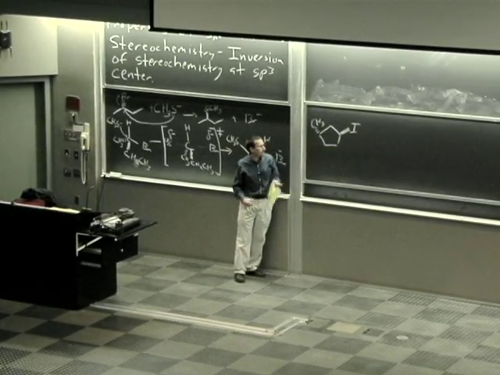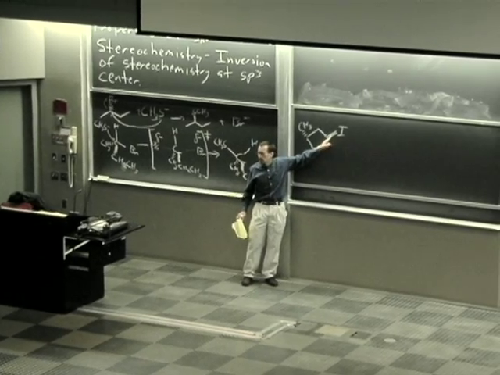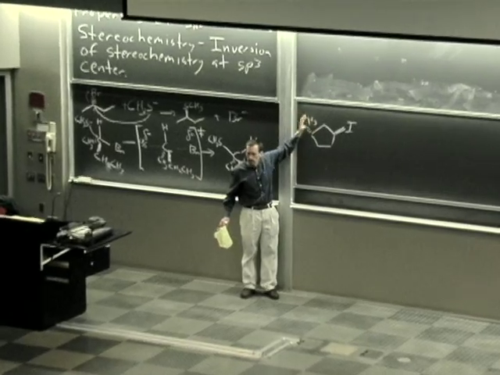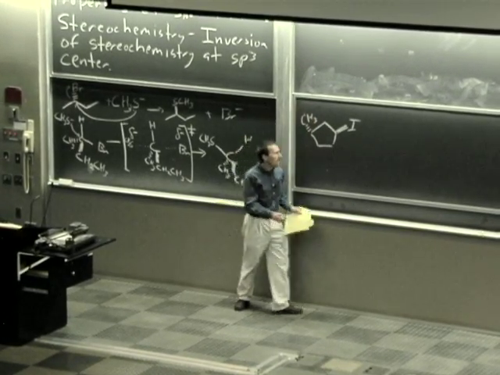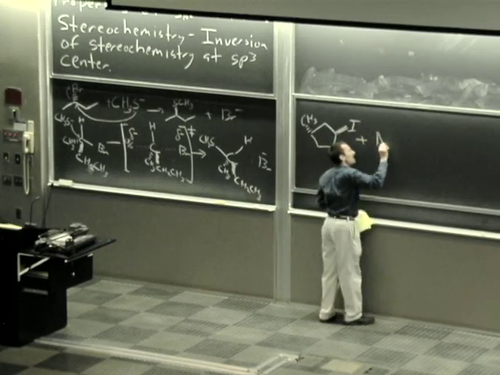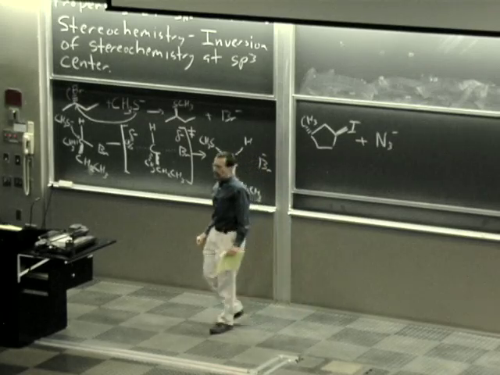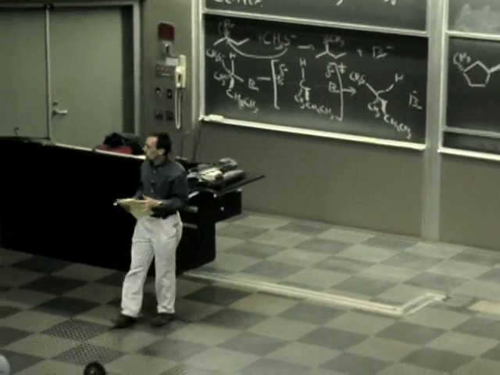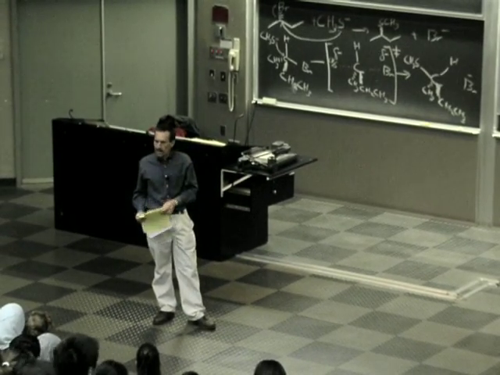So let me start with trans-1-iodo-3-methyl cyclopentane, just as an example so we can see our stereochemistry very clearly here. If I didn't have the methyl group here, this molecule would be achiral. It would be harder to see what's going on. And I'll take azide, N3-. N3- is another good nucleophile. It's a very delocalized, very spread out negative charge. We saw that when we were writing resonance structures of azide.